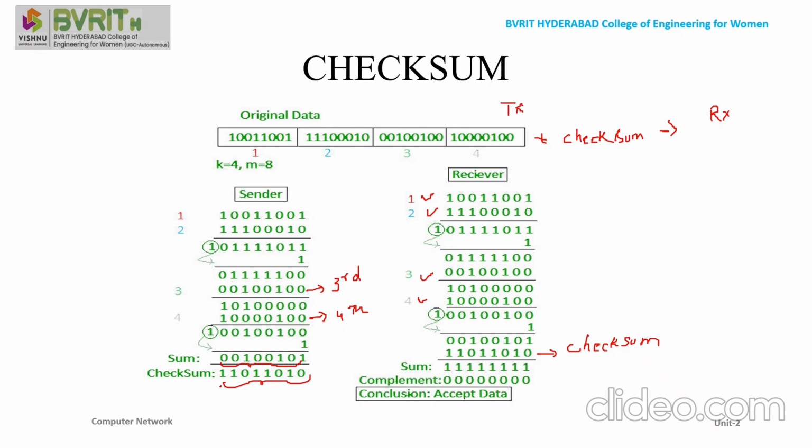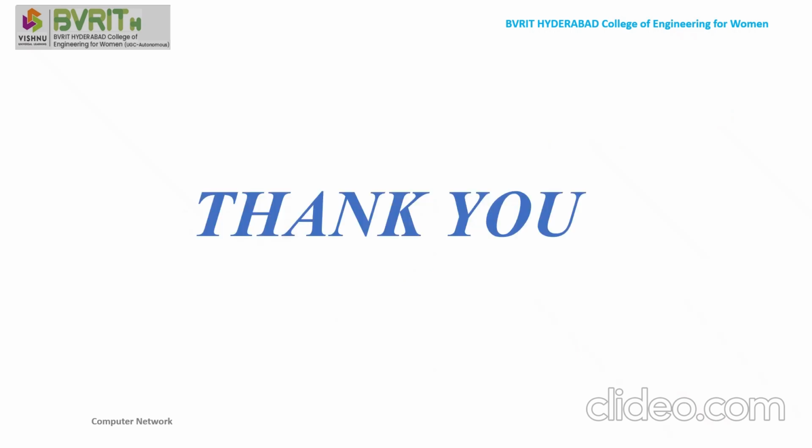So these are the three different types of error detection techniques. First is simple parity check and two-dimensional parity check, next is cyclic redundancy check, and the last one is checksum. Thank you.